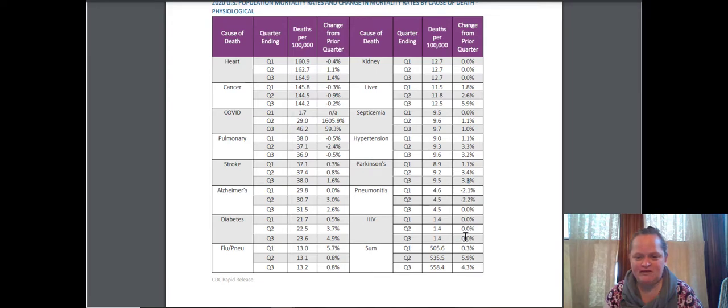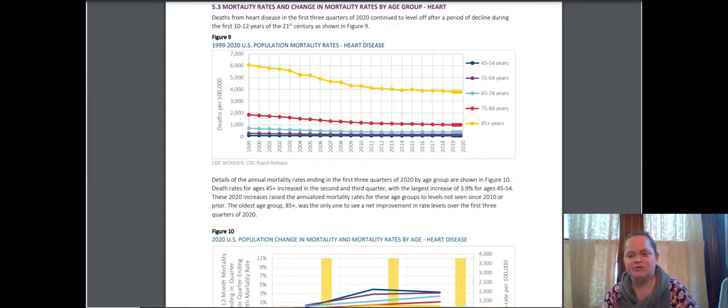But if we look at all of these natural causes of death, as it were, there were increases in Q2 and Q3. So was that directly a result of having COVID, or was it that the people weren't being treated, or they weren't going to the hospital and that kind of thing? I'm not going to do all of the causes that are in this report.